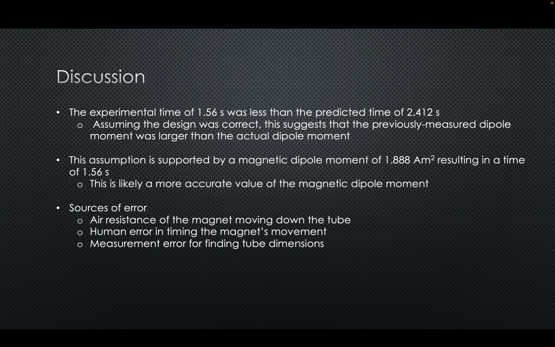So obviously the experimental time was less than the predicted time, and assuming that the experimental design was correct and the computational code was all correct, this suggests that the previously measured dipole moment was larger than the actual dipole moment of the magnet, because reducing it to 1.888 ampere squared resulted in a much more accurate time. Some sources of error in this lab could have included air resistance, human error in timing the magnet's movement, and measurement error for finding the dimensions of the tube.